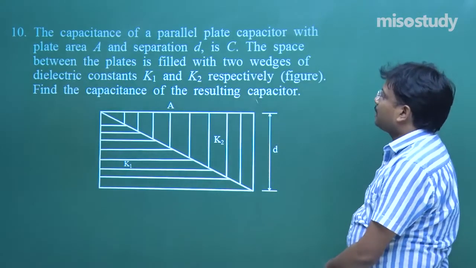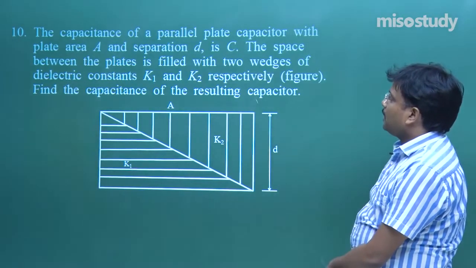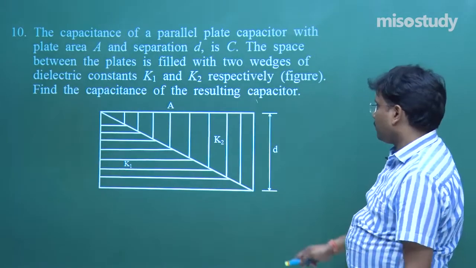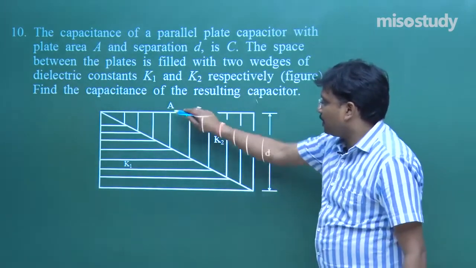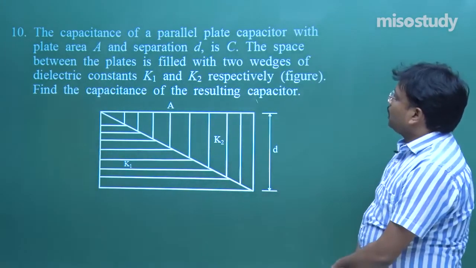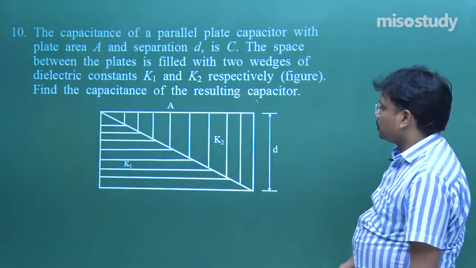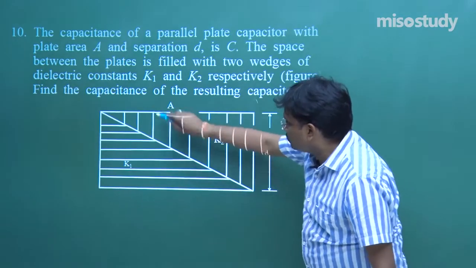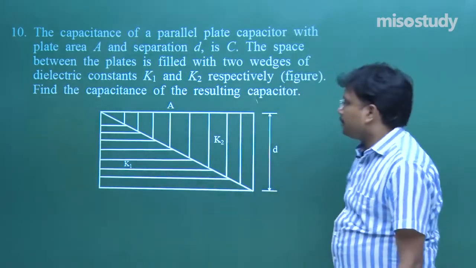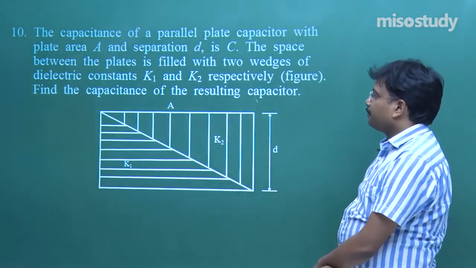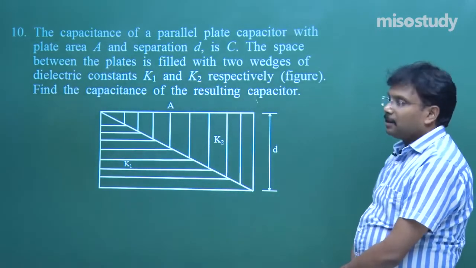Capacitance of a parallel plate capacitor with plate area A and separation D is C. Okay, this is D and this is A, the plate area. The space between the plates is filled with two wedges of dielectric constant K1 and K2. This is K2 and this is K1. Two types of dielectric slabs are inserted. Find the capacitance of the resulting capacitor.